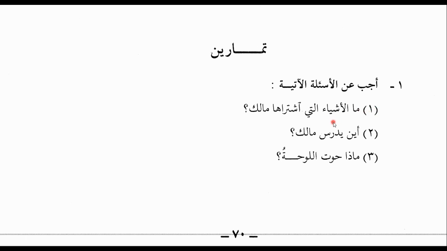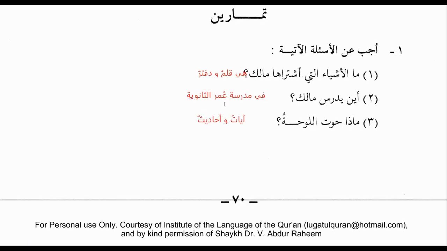Let's see. Ma ashya'a allati ishtaraha Malik? It means: what are the things that Malik bought? So let's see the answer. The answer for the first question is Ma ashya'u allati ishtaraha al-Malik. So what did he buy? Your answer should start from Ashya'u allati ishtaraha Malikun hiya qalamun wa daftarun.